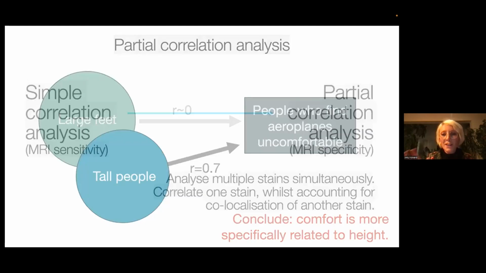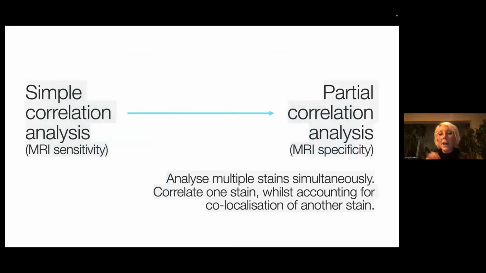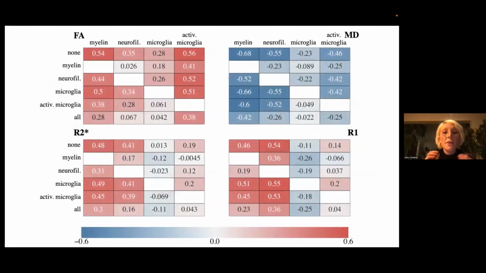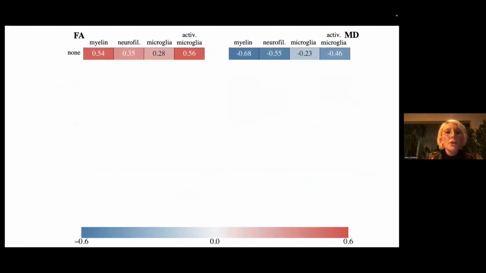Okay, so let's go back to talking about stains. Here we're going to analyze multiple stains simultaneously, so we'll correlate one stain whilst accounting for the co-localization of another. The results I'm going to present are fairly complex, so let's build it up line by line. On the top here, I'm showing the correlation between these different histological stains and FA on the left and MD on the right.